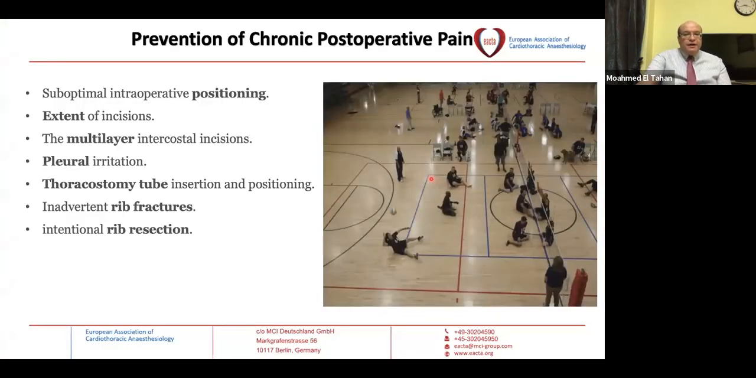Adherent rib fractures or intentional rib resection could be associated with a higher incidence of chronic postoperative pain. So there are different players on the playground, as you can see.